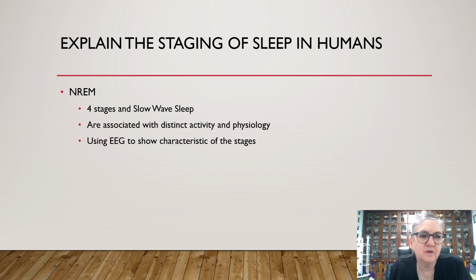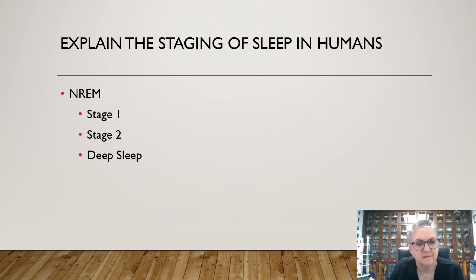I started in sleep many years ago, and since then some of the stages have been renamed. When I started, there were 4 stages of sleep and slow wave sleep, and now they call them N1, N2, N3, and REM. But I'll use those alternating back and forth throughout the lecture. The stages of non-REM sleep are associated with distinct activity in each stage, and the EEG shows different characteristics for each of these stages.